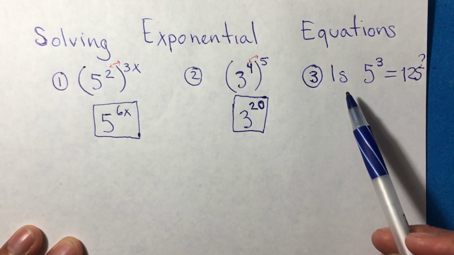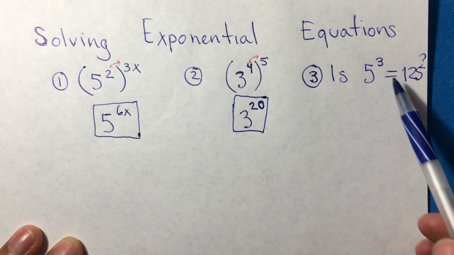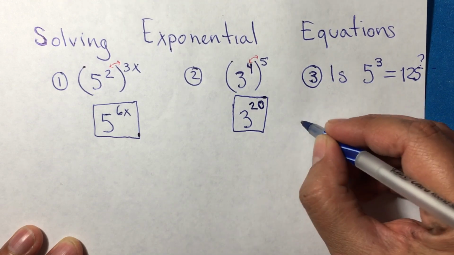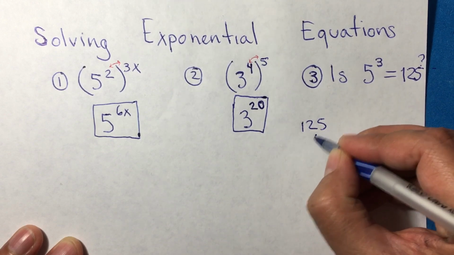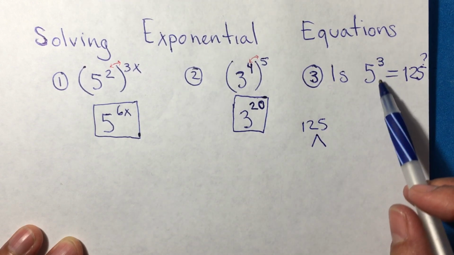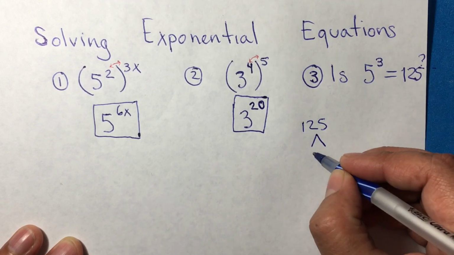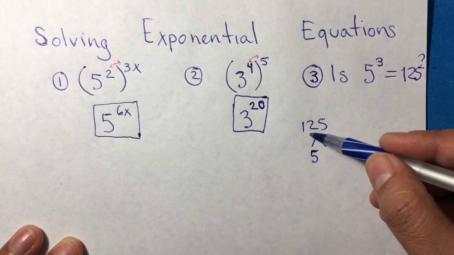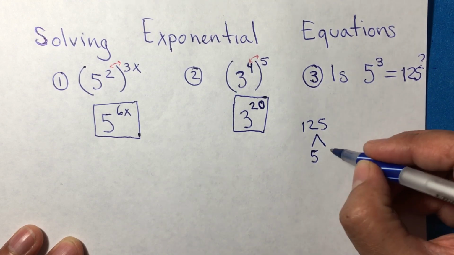Okay, number 3 says, is 5 cubed equals 125? Well, the way that we can do it is to change this into a power. And so I just put 125, start factoring. Since the base in here is 5, I'm just going to put 5. And that's the only factor that it can be divided into anyways, or 25. So 125 divided by 5 is 25.